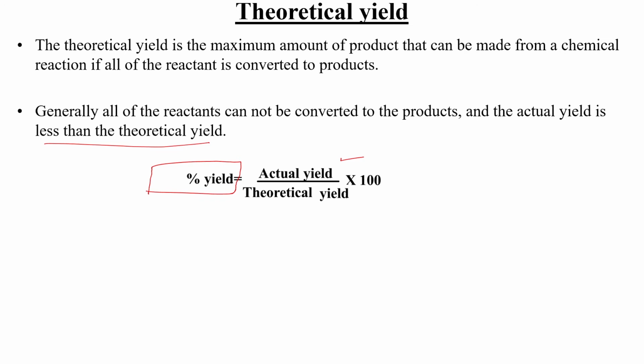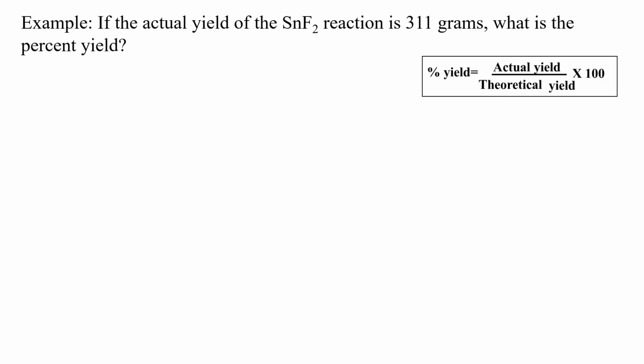And if a reaction has a percent yield or actual recovery of less than 50 or 30-40%, those are not very successful or good reactions. So here we have an example: if the actual yield of the tin fluoride reaction that we did in one of the previous slides is 311 gram, what is the percent yield?